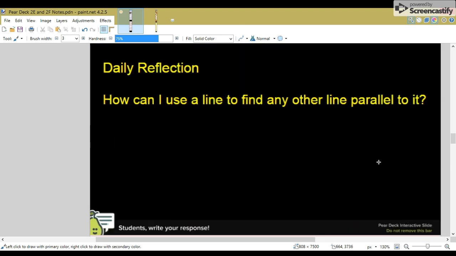On the next slide, type your daily reflection. How could I use a line to find any other line parallel to it? Type your responses in complete sentences.